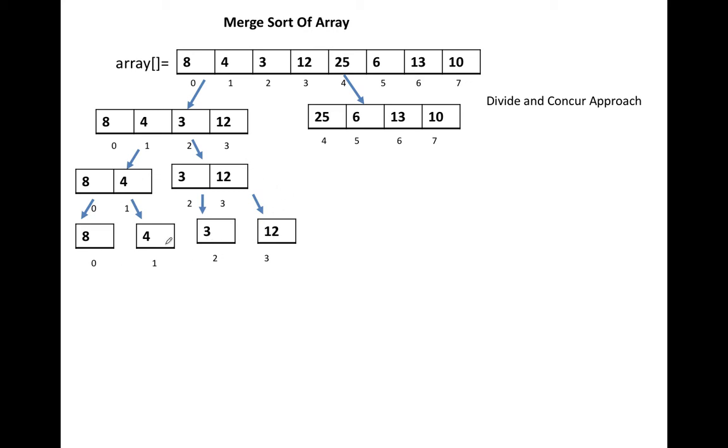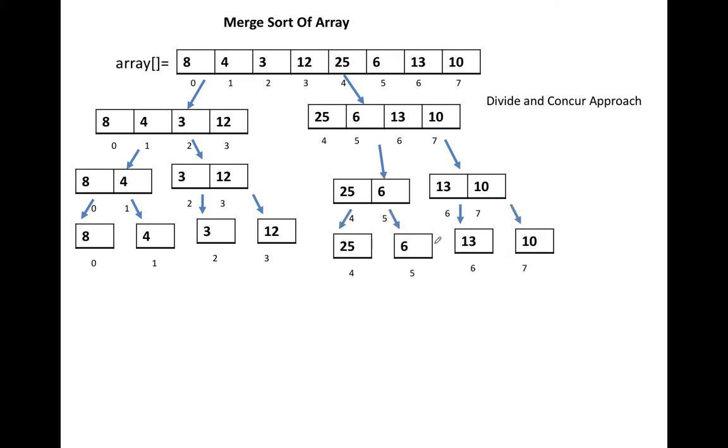Now the same process we repeat for this right subarray also. So here we have two subarrays of two elements each, and then correspondingly we have a single element in each subarray. And now this division process is completed. Why? Because in each of these subarrays we are left with just a single element. So this is the division process.